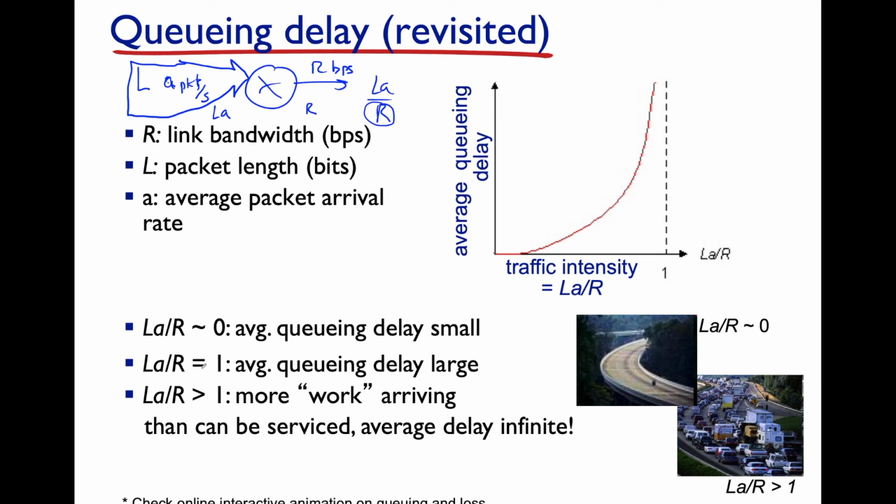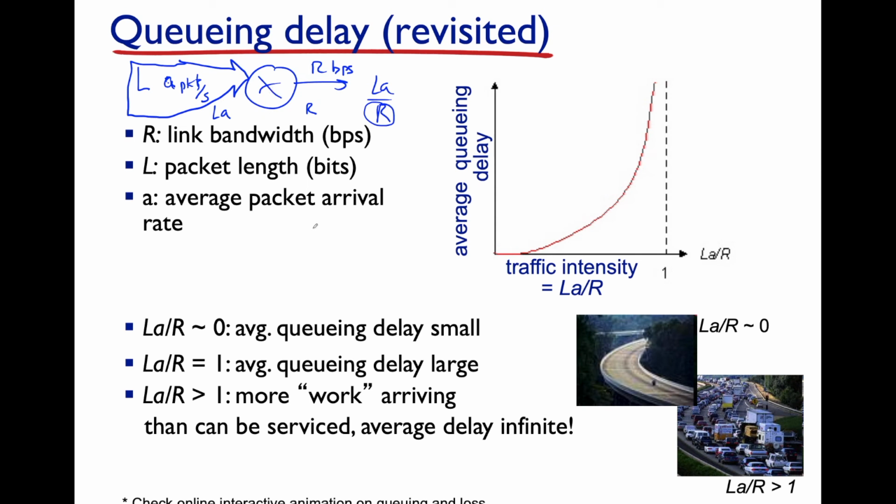If LA over R is equal to 1, that means that the amount of data coming into the router is roughly equal to the amount of data leaving the router. So that means your queuing delay is going to be large because it's going to spike, but on average, LA over R is equal to 1. That means you're going to get some queuing delay, and it's going to get quite large.